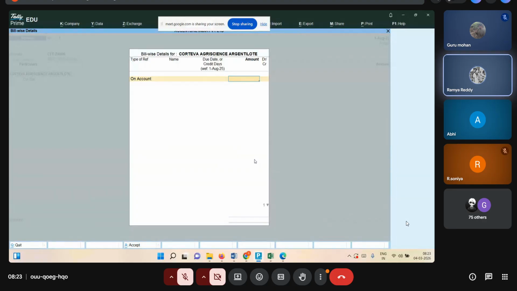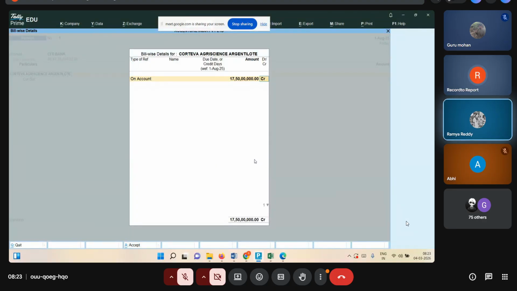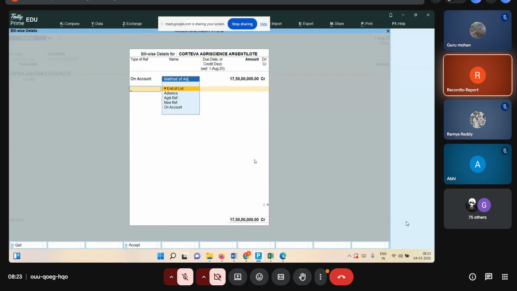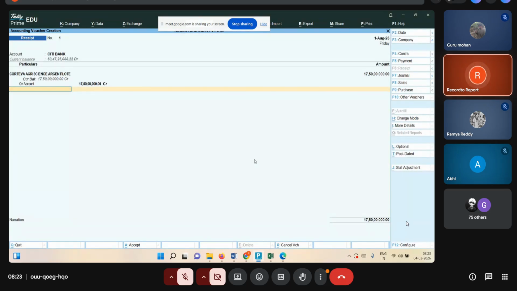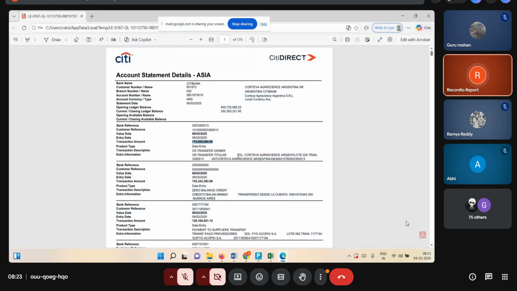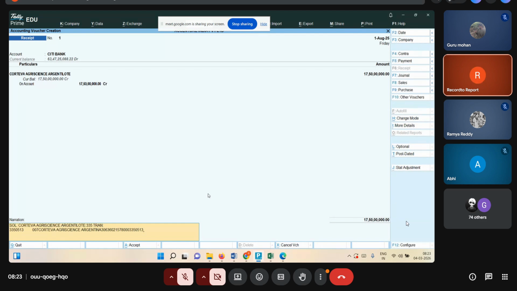Okay. So what is the money we received here? 175. So what is the money we received here? 175,000. If required, any commentaries can be updated, you can add that, or else in the narration column, you can give the description of this particular transaction. Okay. So we received the money from here to here. So mention here. Okay. Save this.